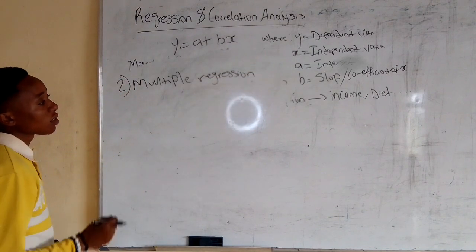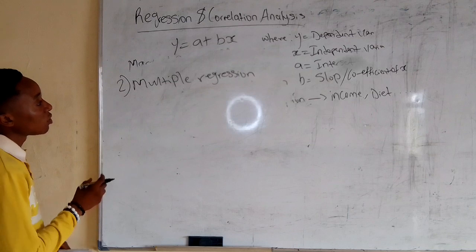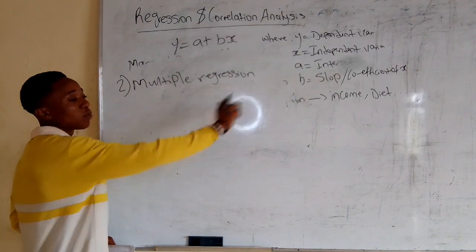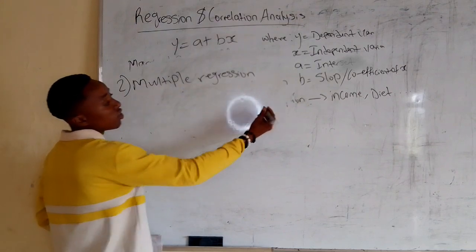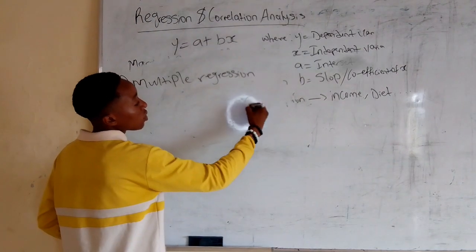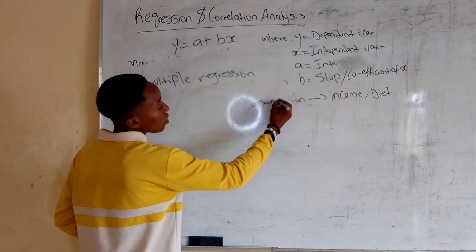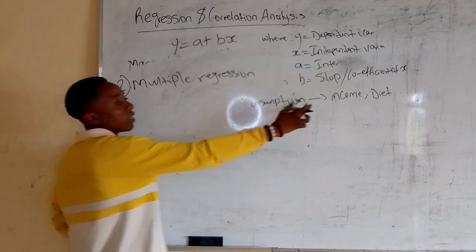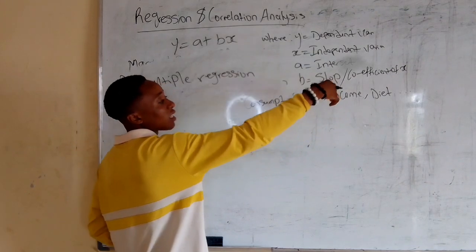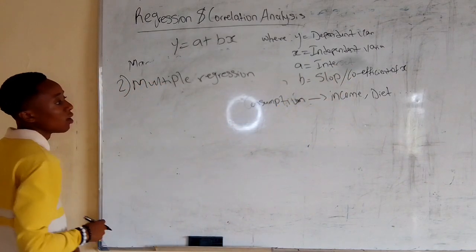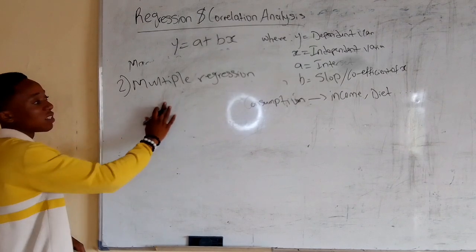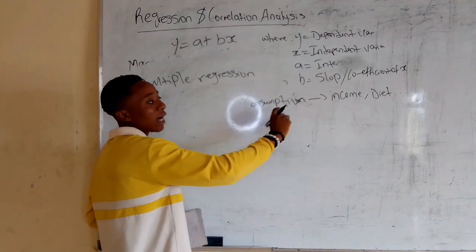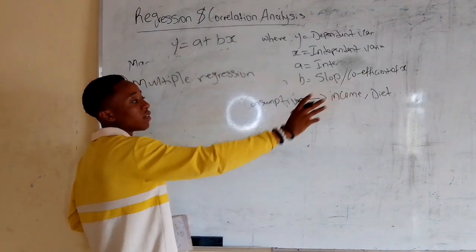What multiple regression is all about is looking at the relationship between one dependent variable and multiple independent variables. Remember the functions of consumption, we mentioned income, diet, and there are still more. So what regression now deals with is the relationship between one dependent variable and multiple independent variables.